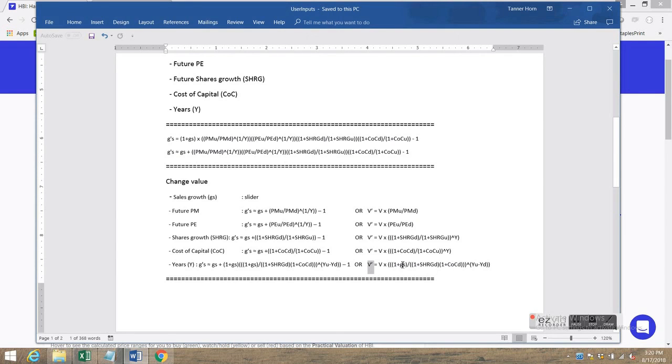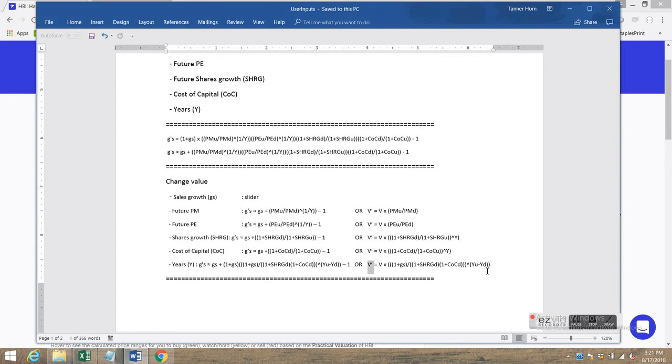You've got to take the growth that you're assuming and divide by the share growth and the cost of capital, and then take all that result and take it to the exponent of, let's say you want to do 7 years versus 5 years, that would be 2. So you would take it to the second power. If you wanted to do 8 years, you take it to the third power.